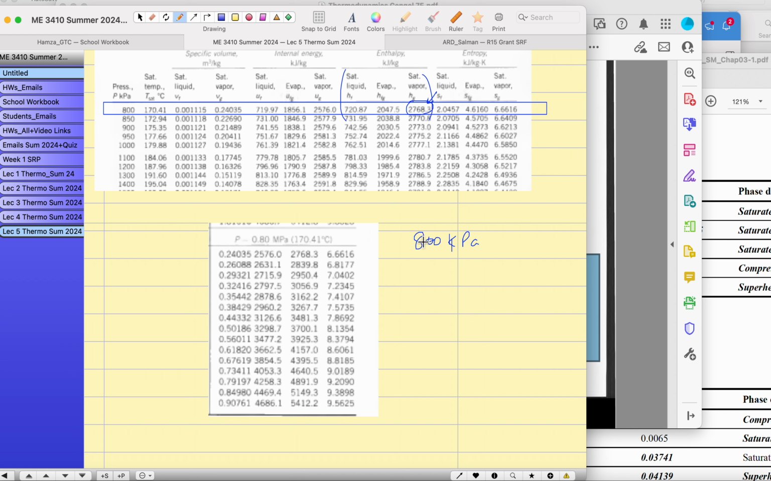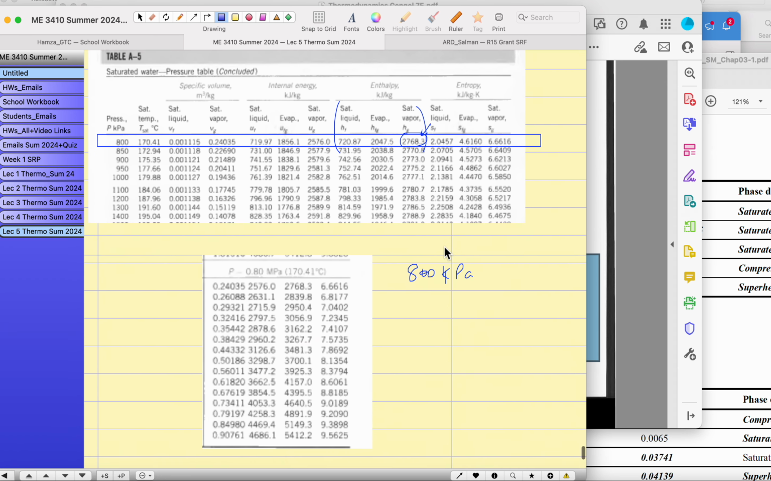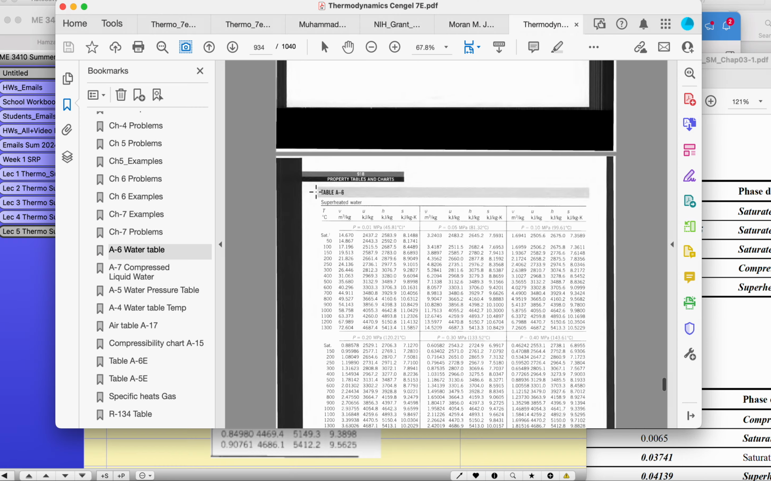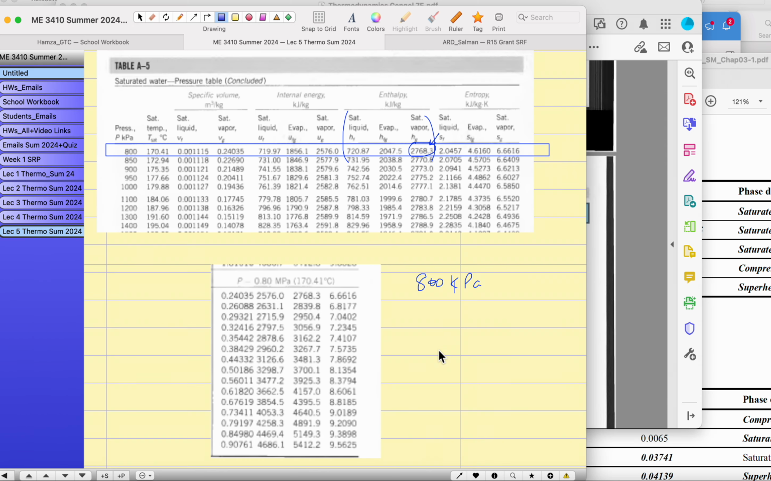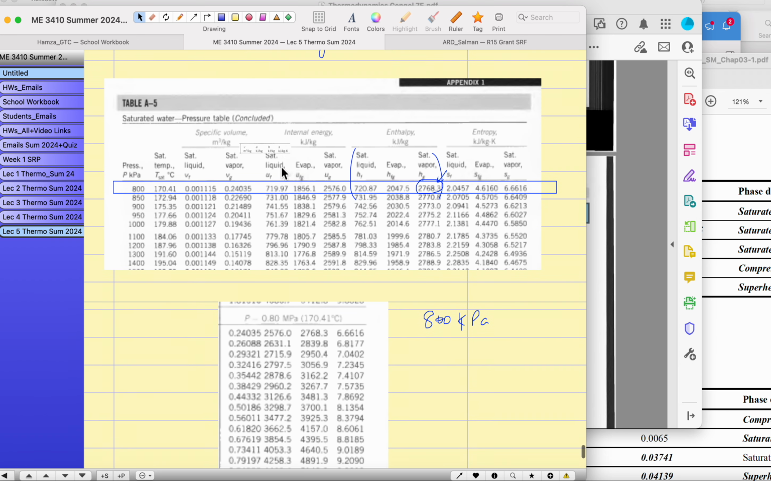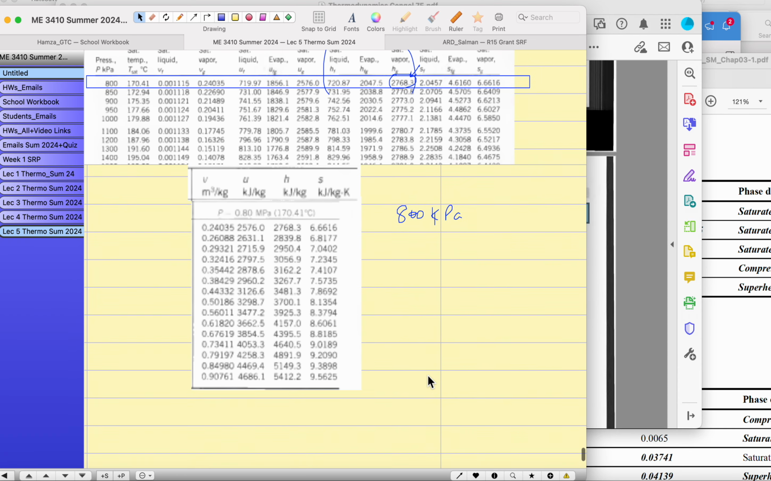At this pressure, what is our temperature? The temperature is not given, but we know that 3162 is the H value. I'm going to show you the values here. For the H value, we are looking at 3162.